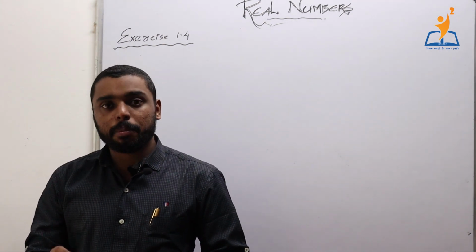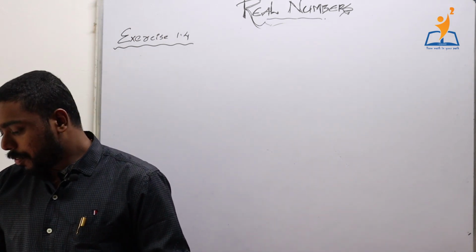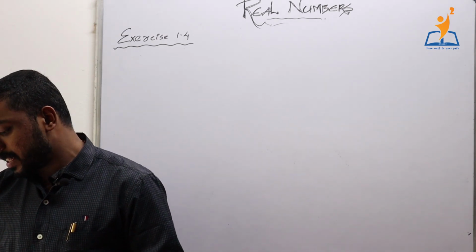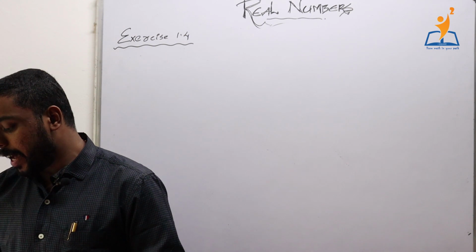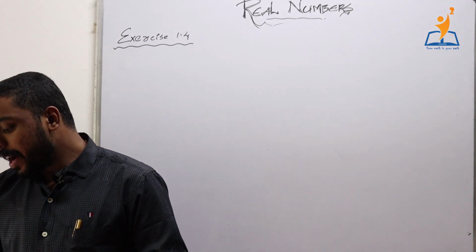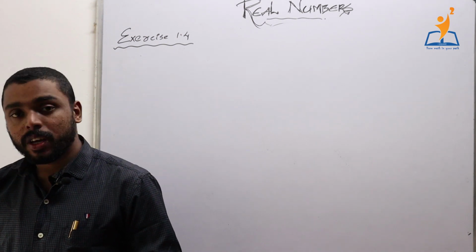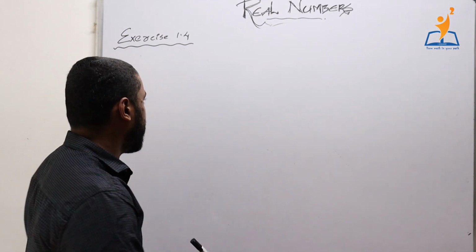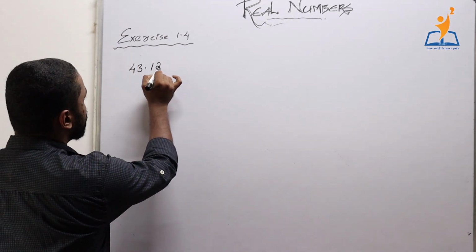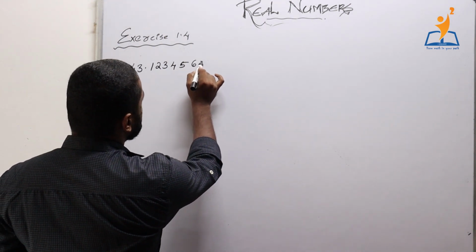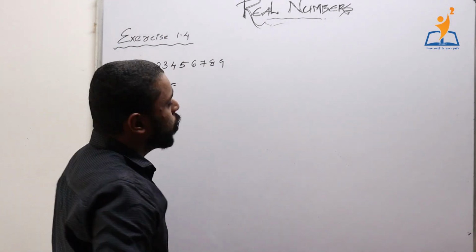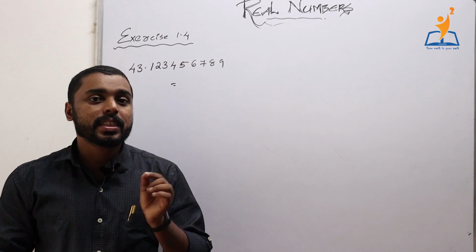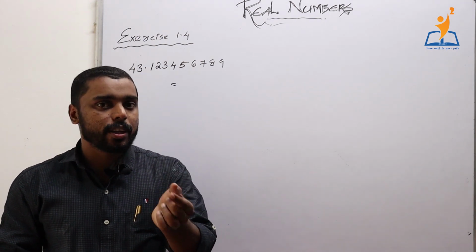The next question, the example 3 of exercise 1.4. The following real numbers have decimal expansions as given below. In each case, decide whether they are rational or not. If they are rational and of the form p by q, what can you say about the prime factors of q? We shall look into the first question. 43.12345678. So we should check at first whether this has a terminating decimal expansion or not. If it is terminating, we should comment on the denominator of that fraction.